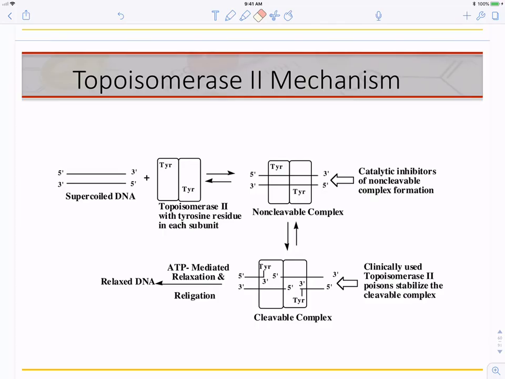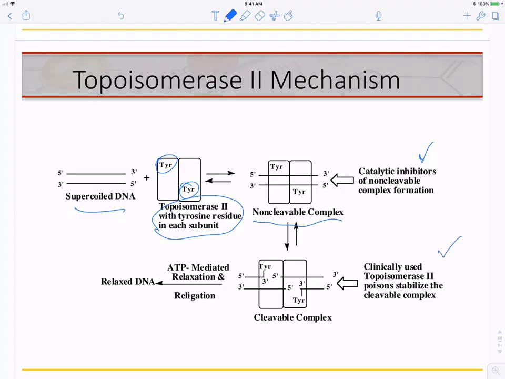And for that, let's have a more detailed mechanistic look at topoisomerase. We have the supercoiled DNA. It binds to topoisomerase 2, which is a dimer and has an active site with tyrosines. We form then what we call a non-cleavable complex, basically the state at which the DNA is associated with the enzyme, but nothing has started yet. And we have catalytic inhibitors that can work at this stage by disrupting catalytic turnover.